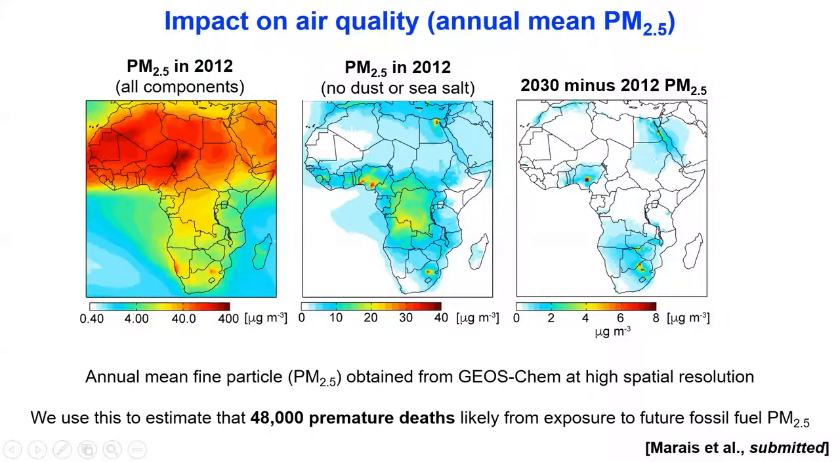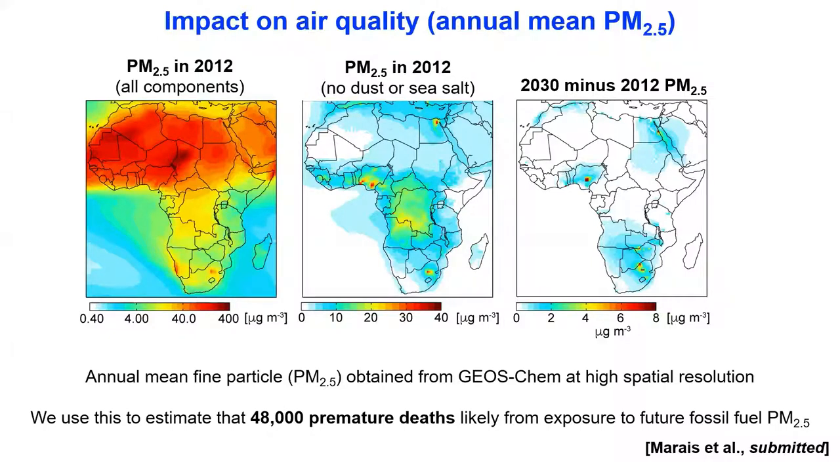But we can remove the dust contribution and sea salt contribution to see what the other components add to the PM2.5. We see that the levels are much, much lower, but we can start to see things like Lagos and the Niger Delta, Cairo, the concentration of power plants in the Highveld in South Africa. And then in Central Africa, we see the contribution from intense open burning that happens in the dry season on either side of the equator.